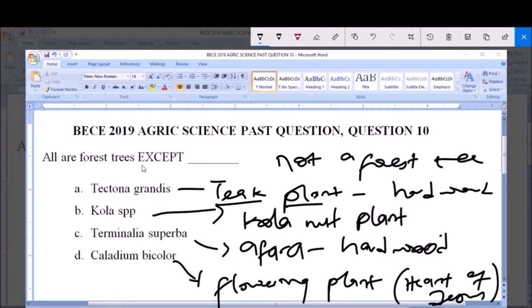Now the question says, all are forest trees except. Like you know, Tectona grandis is a forest tree, Cola spp is a forest tree, and Terminalia superba is a forest tree. So therefore, D, being an ornamental plant, which is a flowering plant, is not a forest tree, and therefore D is our answer.